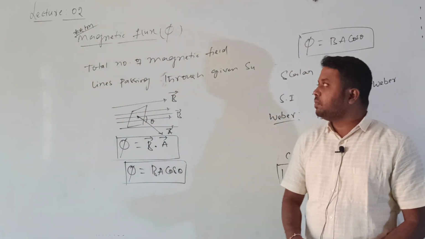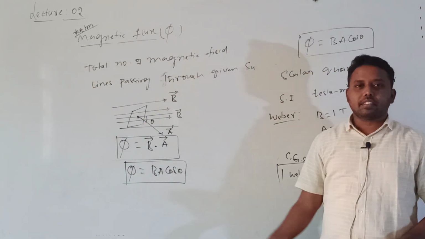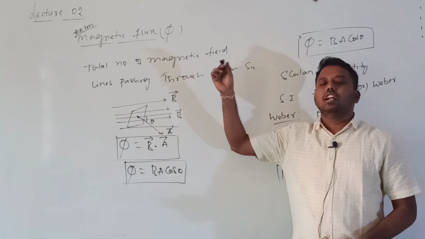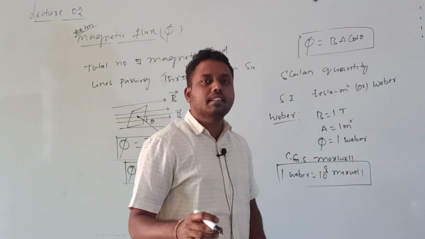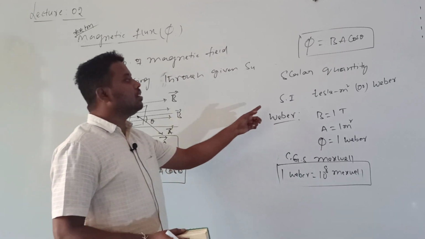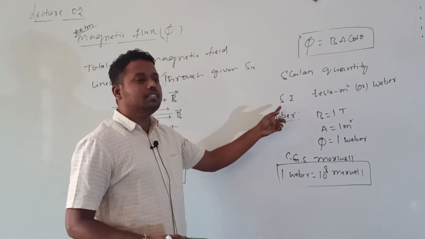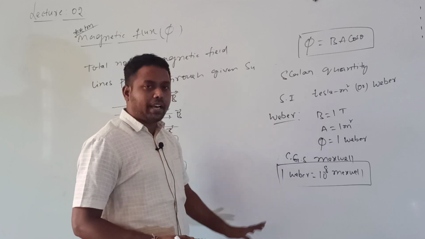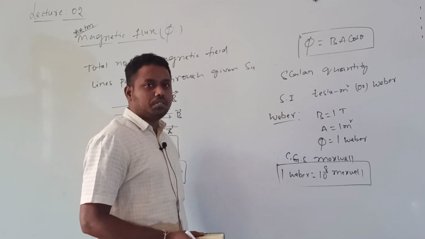One more question: define what is magnetic flux. It is the measure of the number of magnetic field lines passing through a given surface. And what is the SI unit? Weber. CGS units are given by Maxwell, and this is the conversion.